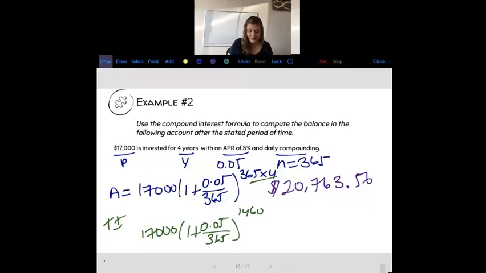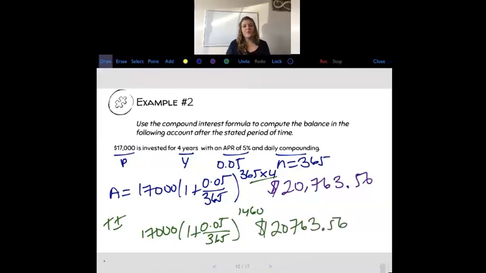So now this green is what I would put into the Texas Instruments. So 17,000 times, and when I put in the parentheses, make sure you put parentheses in, but it's parenthesis 1 plus 0.05, just the division, 365, and then use the caret, this guy here, to 1460. Okay, and we come out with the same amount.